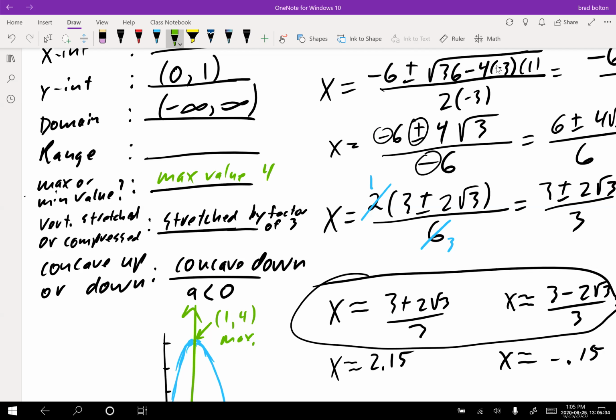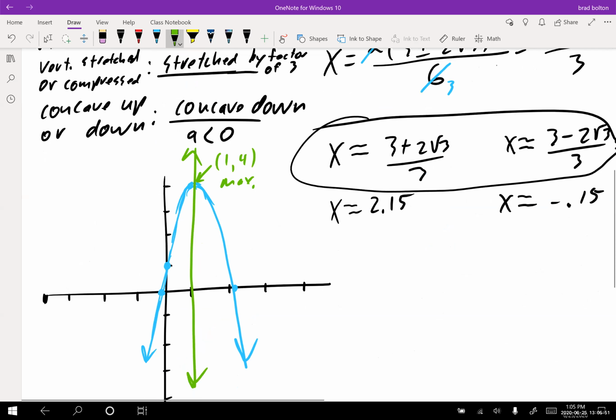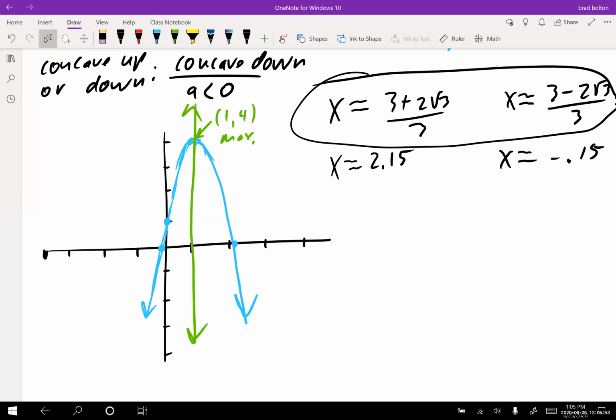Remember, normally when they ask for the maximum or the minimum value, they want the y coordinate. The range would be also from right there. We go from negative infinity to 4. The highest value this graph will ever reach is 4. And because it has arrows, it will go down forever to negative infinity, okay?